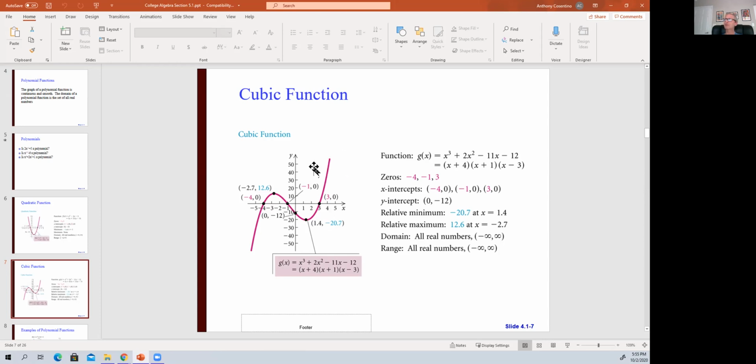And also in algebra, you know what happens when x goes to positive infinity. Does this graph go up or down? And if x goes to minus infinity, does y go to plus or minus infinity? That's called the end behavior or leading term test that we will talk about in this section.